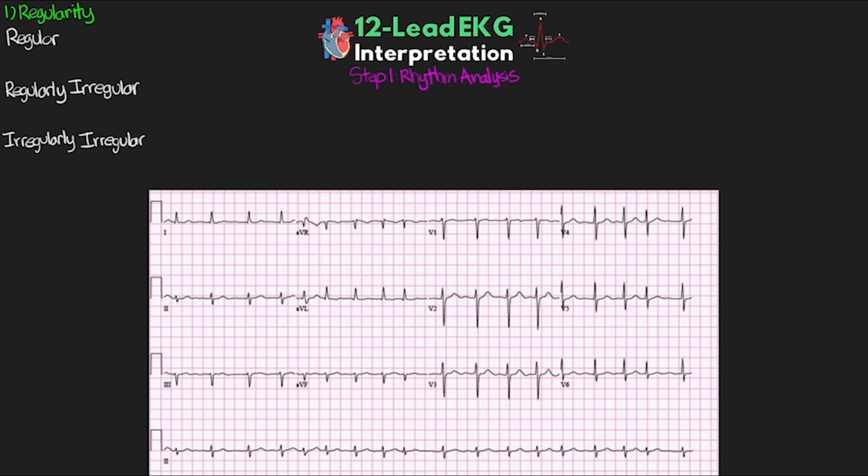So here's actually a quick example of an EKG of a patient who's in AFib, and as you can see here, especially if we look down at the rhythm strip across the bottom, it's pretty clear that we've got some pretty inconsistent R to R intervals.